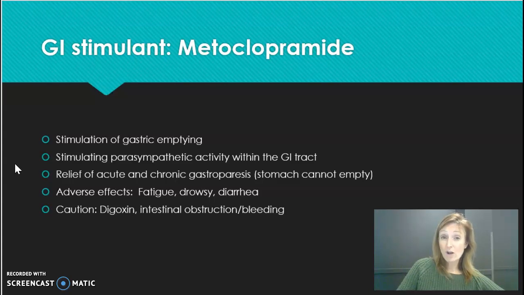When would we want to be cautious about using this medication? Again, if the patient has an acute abdomen, if they have intestinal obstruction, if they have bleeding, we want to make sure we are listening to bowel sounds before we are administering this. And if the patient is on digoxin, we know that that can be something that we really need to be careful of, because using this medication can decrease the absorption of digoxin.